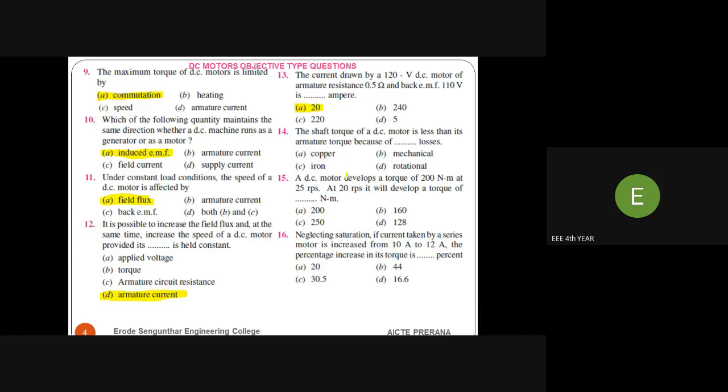Question number 14. The shaft torque of a DC motor is less than its armature torque because of dash losses. Options: copper losses, mechanical losses, iron losses, or rotational losses.